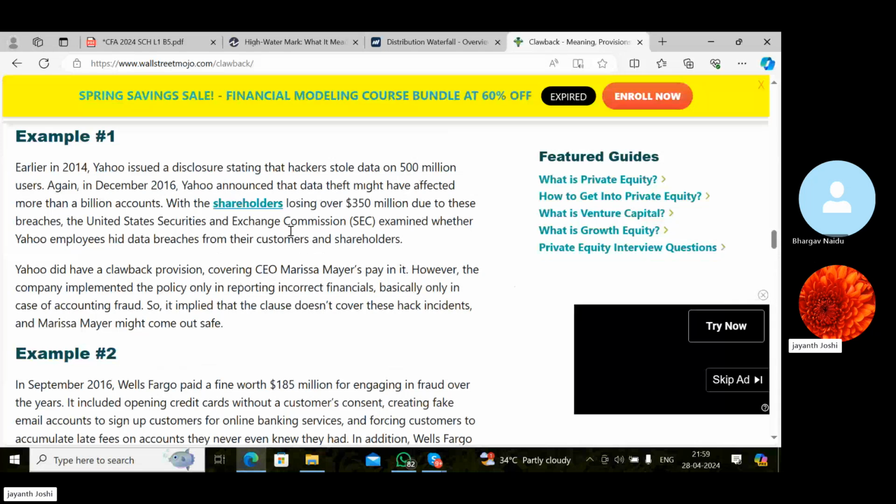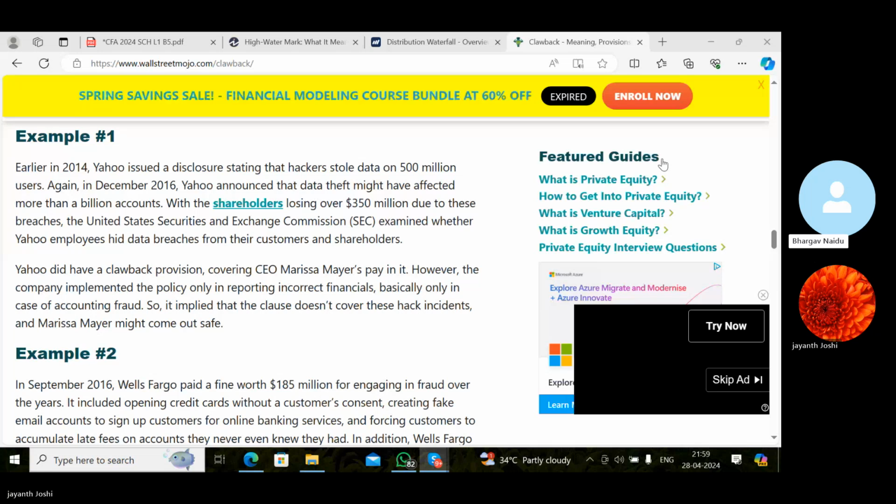Who is responsible for all this? CEO, right? Yes. Under the CEO, the company has to be managed properly, but the CEO is not managing. That's the reason why these kinds of things are happening. However, the company implemented the policy only in reporting incorrect financials, basically only in case of accounting fraud. So it implied that the clause doesn't cover these hack incidents, and Marissa Mayer might come out safe.